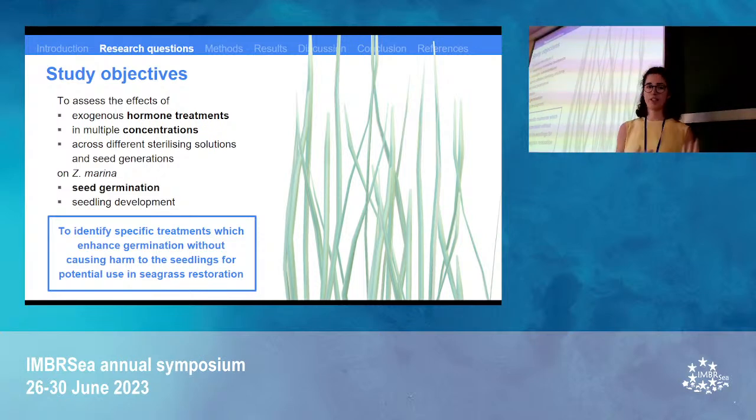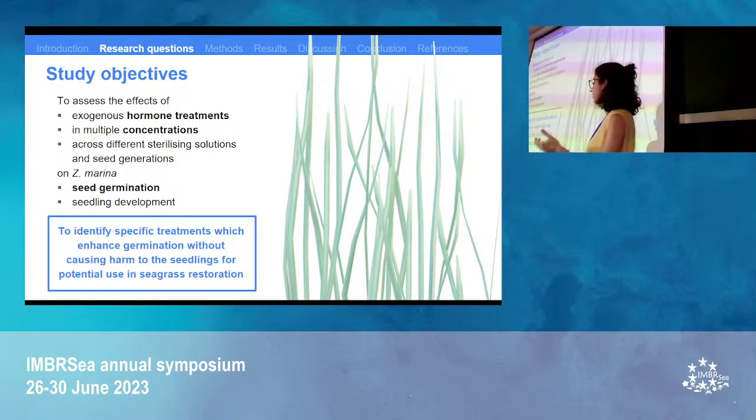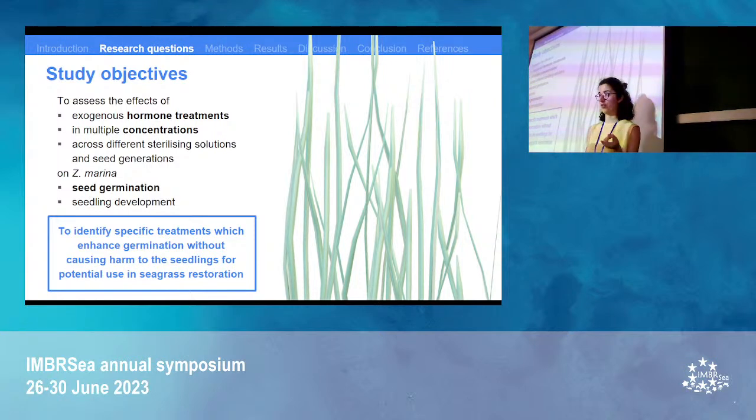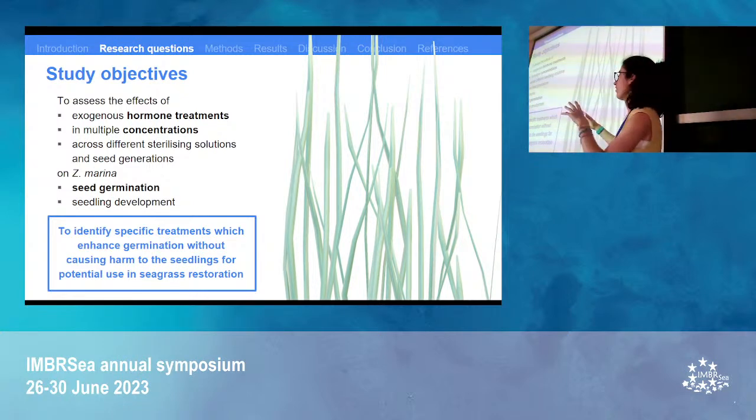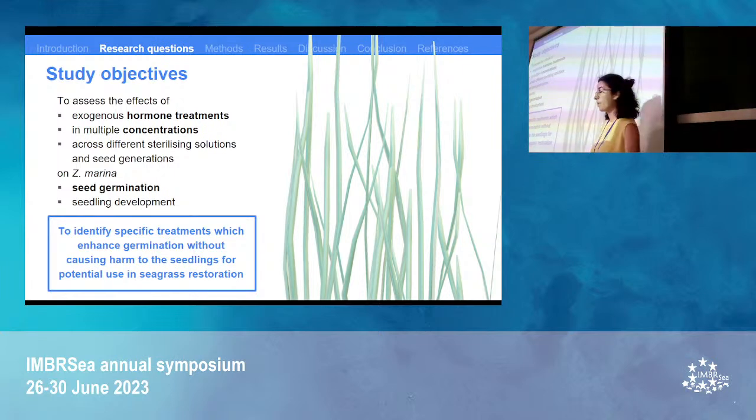So this is why the study objectives were to assess the effects of the exogenous hormone applications, so the three hormones I spoke about before, in multiple concentrations and across different sterilizing solutions and seed generations, as these are also known to contribute to the germination success. Of course, the effects will be studied on Zostera marina, and specifically on its in vitro germination and in vitro seedling development. Why am I also mentioning seedling development now?